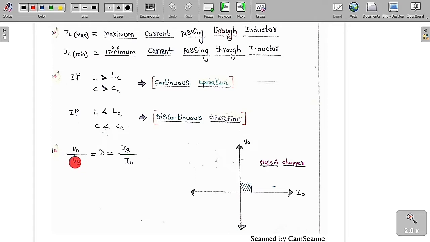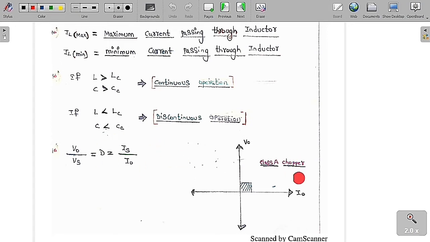I have already told you V0 is equal to d into Vs and Is is equal to d into I0. Therefore, V0 by Vs is equal to d is equal to Is by I0. So simply we can say that V0 into I0 is equal to Vs into Is. This is the basic equation. Basically, all these are average values.